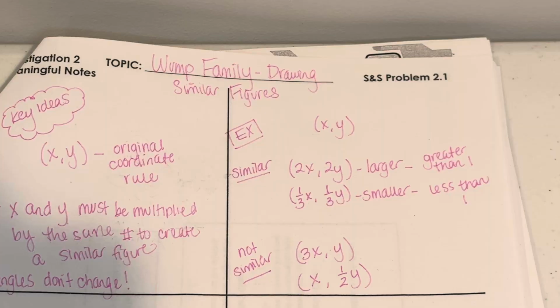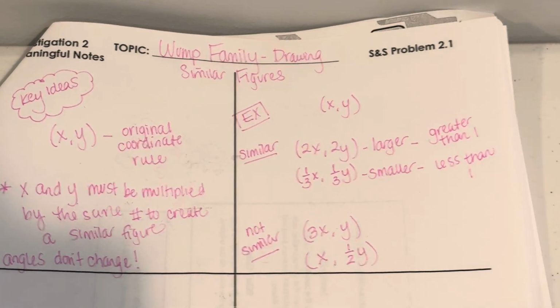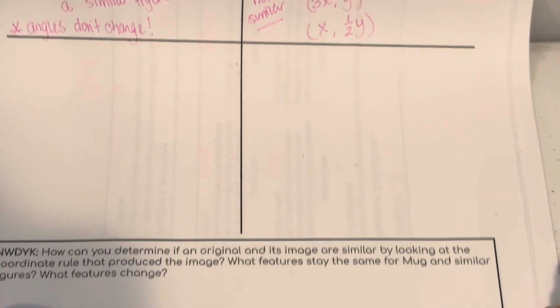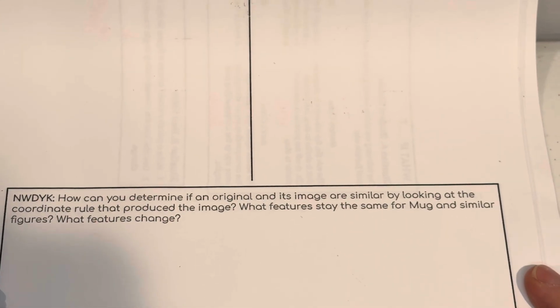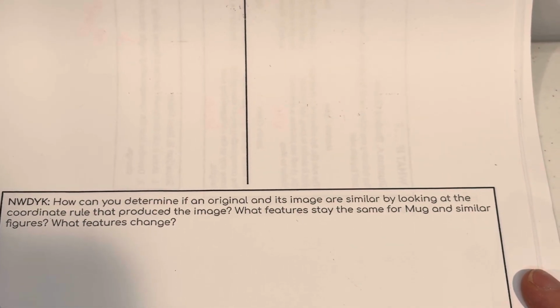The last thing you should be doing with your meaningful notes is your now what do you know question. We've done a really good job this unit of making sure we kept up with it. So it says, how can you determine if an original and its image are similar by looking at the coordinate rule that produced the image?